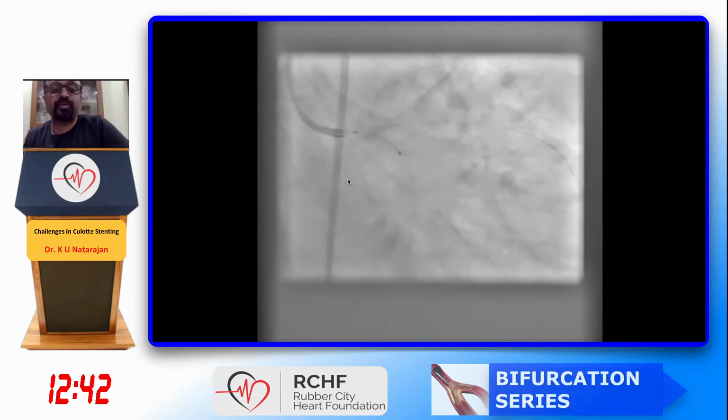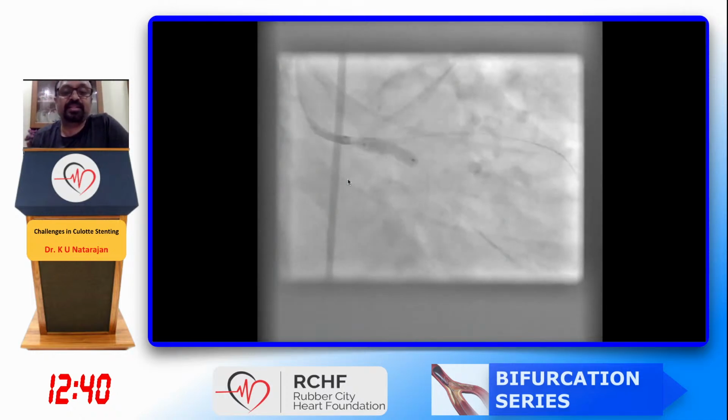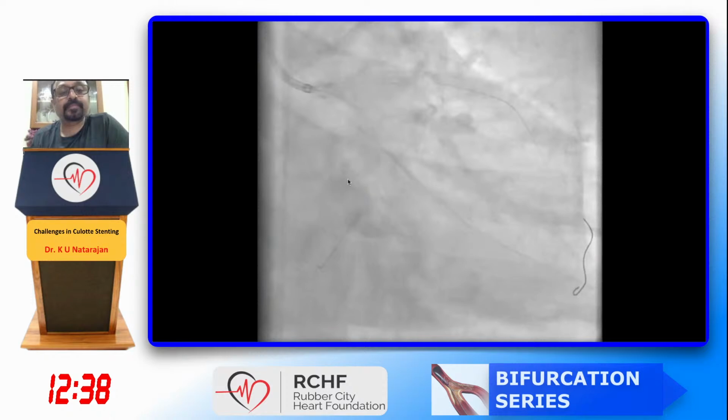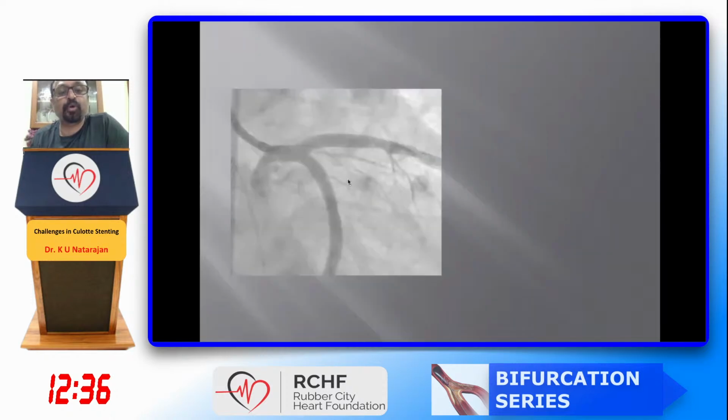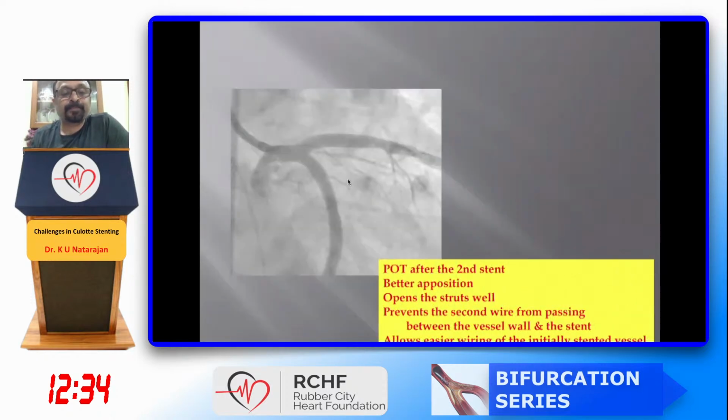And this is the stent from the left main into the circumflex being deployed. And that is the result at that point. And then the next POT is very important, again for the reason of improving apposition and preventing abluminal passage of the wire into the LAD in this case.